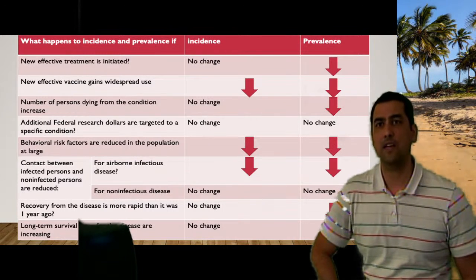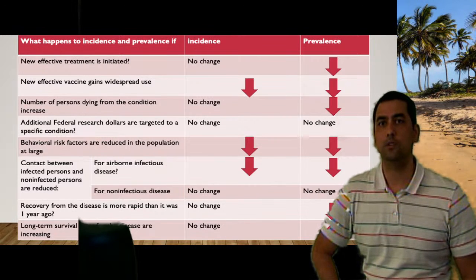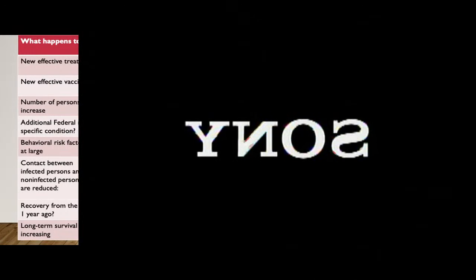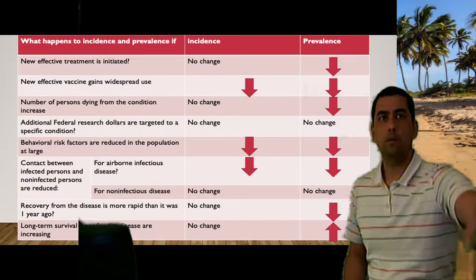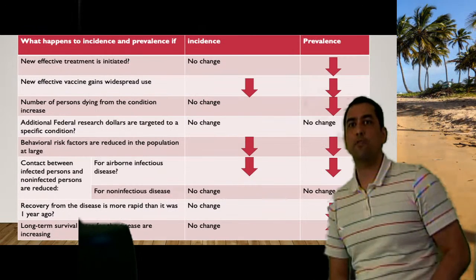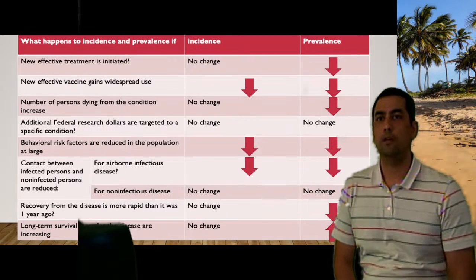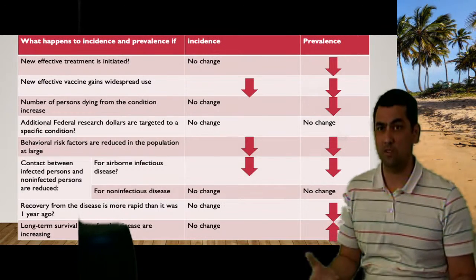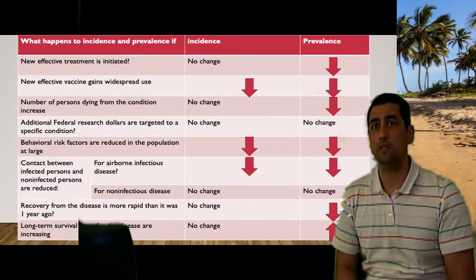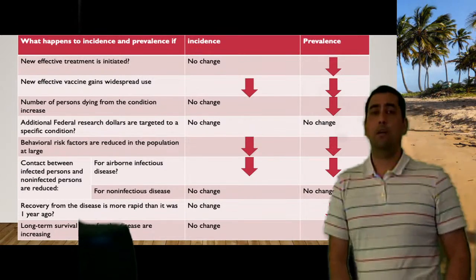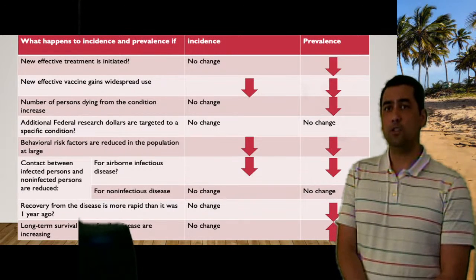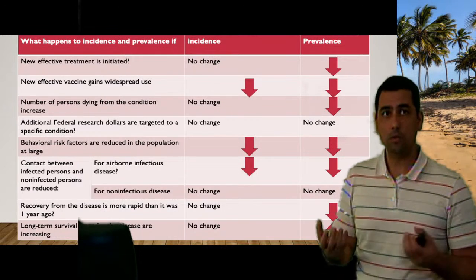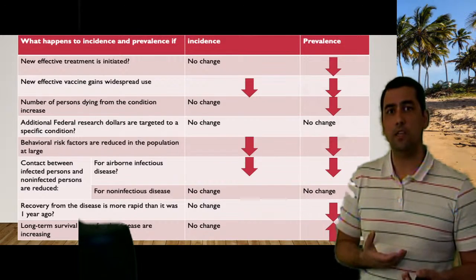A new effective vaccine gains widespread use. You will decrease incidence and prevalence. The number of persons dying from the condition increases. The incidence has no change, but you decrease the prevalence. It's not good, but the prevalence will decrease if people die. Additional federal research dollars are targeted to a specified condition. No change, neither incidence nor prevalence.